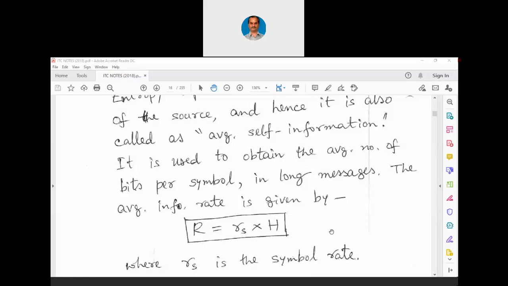We are going to study about it. We have beautiful methods of finding out the channel capacity and beautiful methods of coding in the next modules, provided you understand all these basics. So, remember this particular formula: capital R equals small rs into H, where capital R is the average information rate, small rs is the symbol rate, and capital H is the entropy or average self-information.